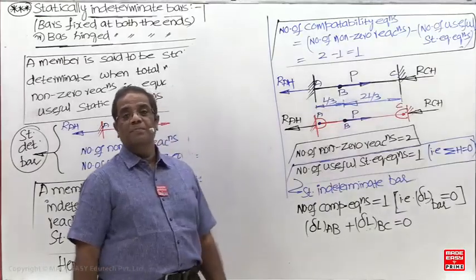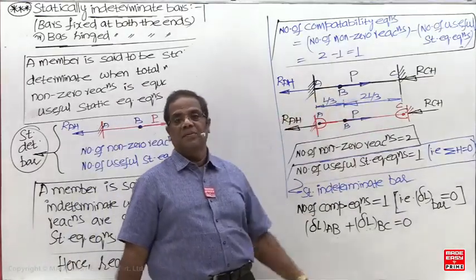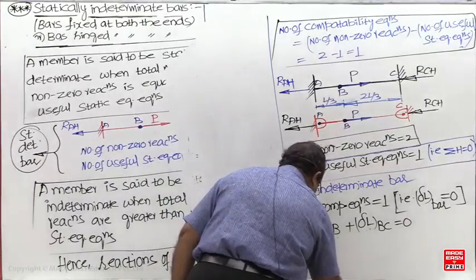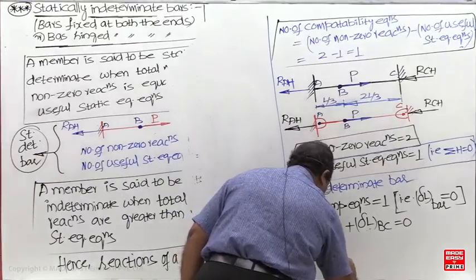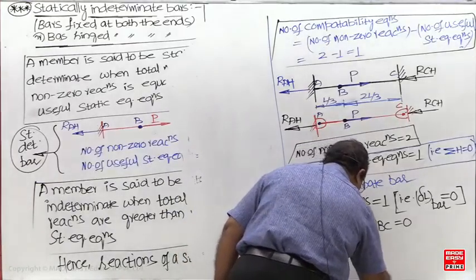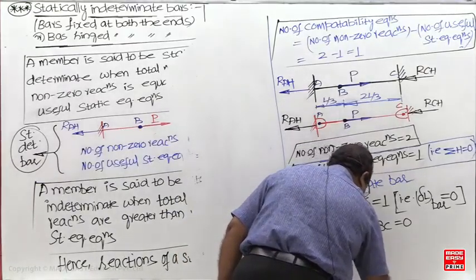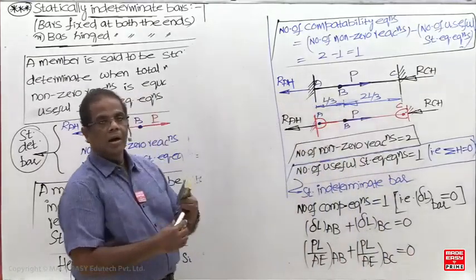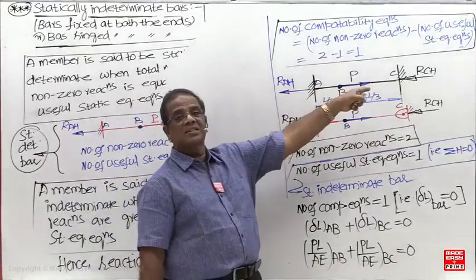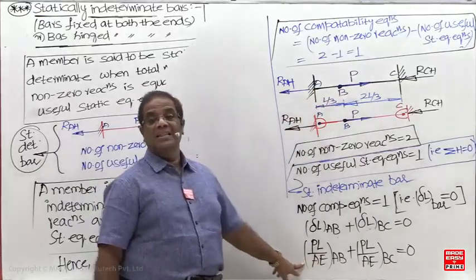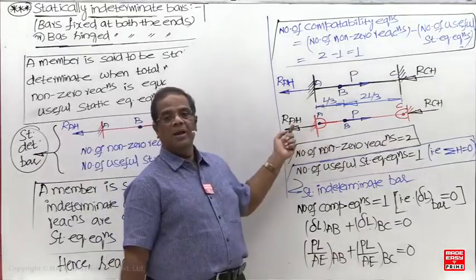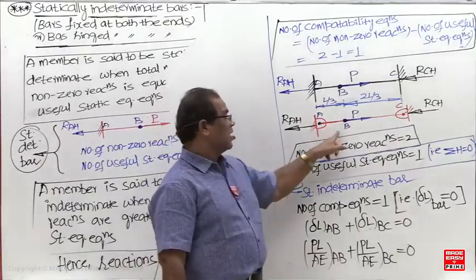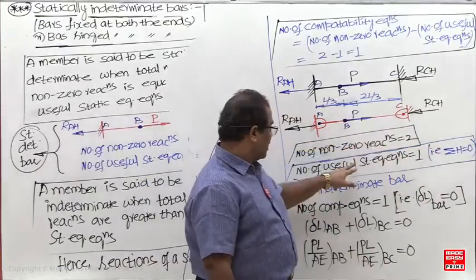How to find the change in length? PL by AE. AB is one member, BC is one member. Now in both members, which one is the same? The members are prismatic and of the same material, so axial rigidity is the same. Now what is the load in AB? How many sections are required? No section is required here. Load in AB equals RAH. What is the load in BC? Minus RCH. Already one equation, you got it now.